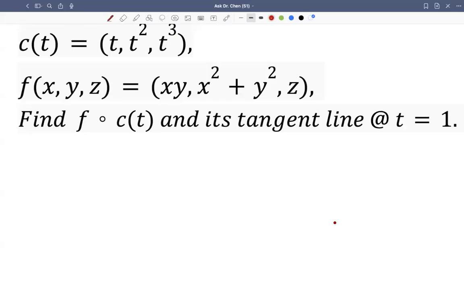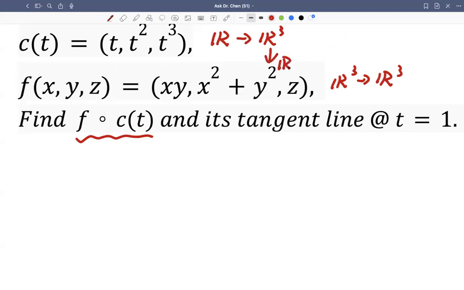Let's see this question. Given a path C going from one space to three space, and another function F going from three space to three space, we are asked to find the composition of F with the path C. We can always draw this picture. If we draw R3 here, this is C, this is F. F composed with C means going from one space to three space.